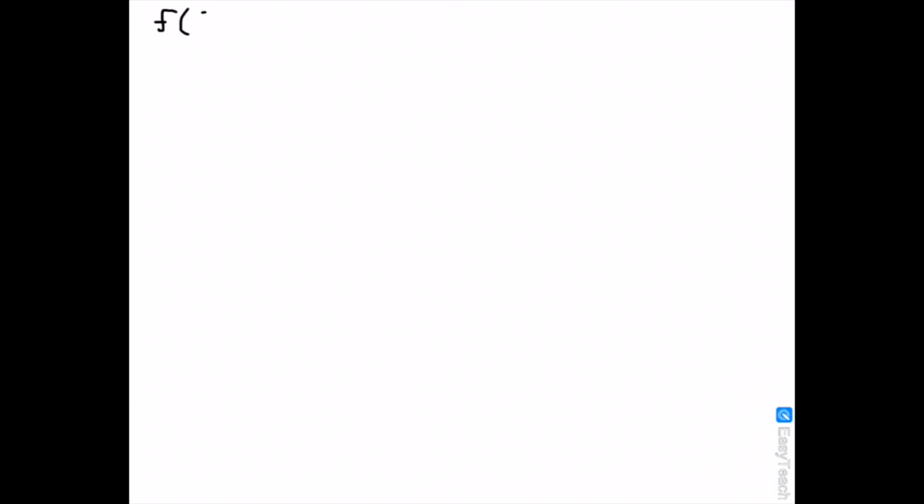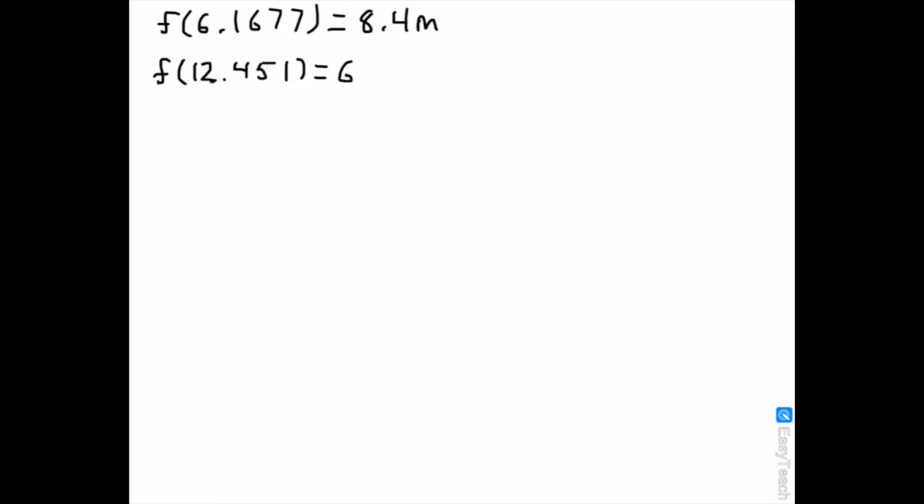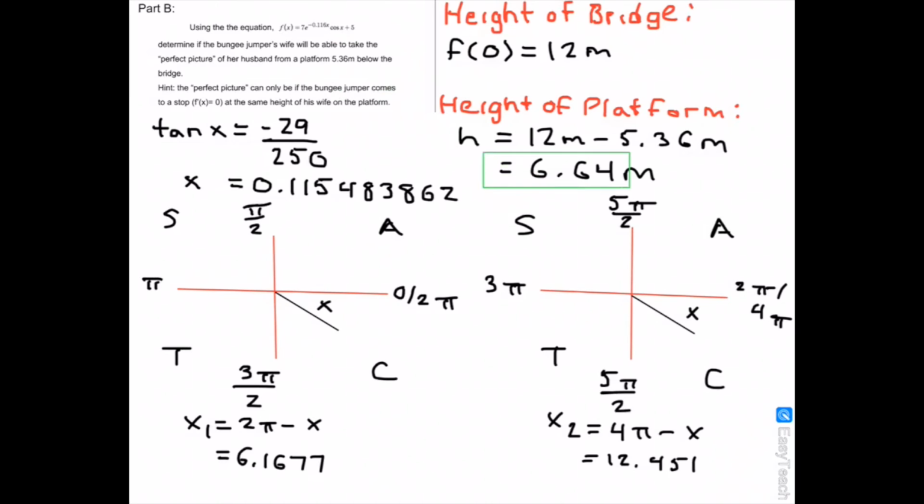Now I plug the x values I just found into the original function and do a bit of a guess and check. I am looking for one of these x values to produce the height of the platform. You can see when I plug my second x value into the original function, it matches the height of the platform. This means the bungee jumper will stop directly in front of his wife for her to take the perfect picture.